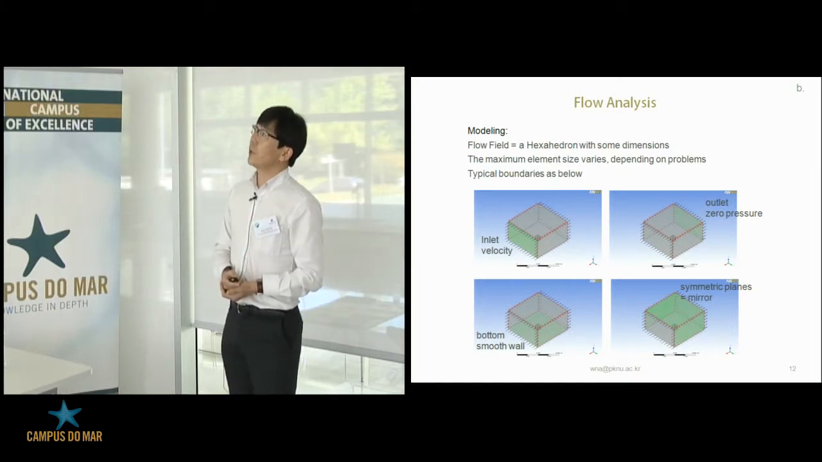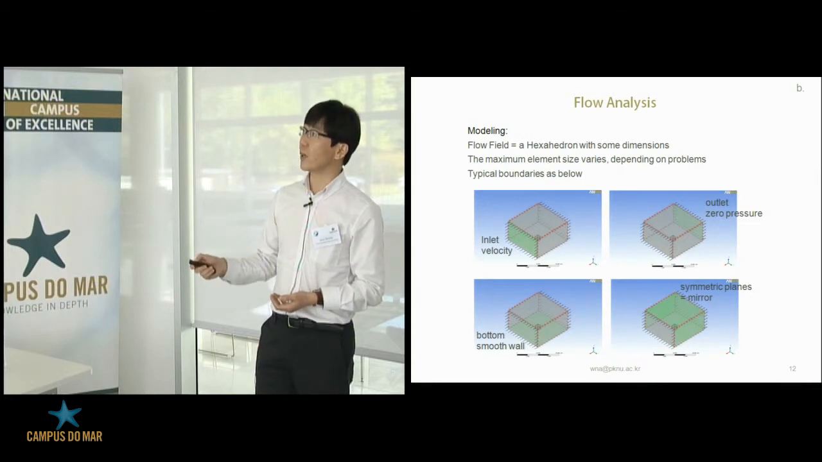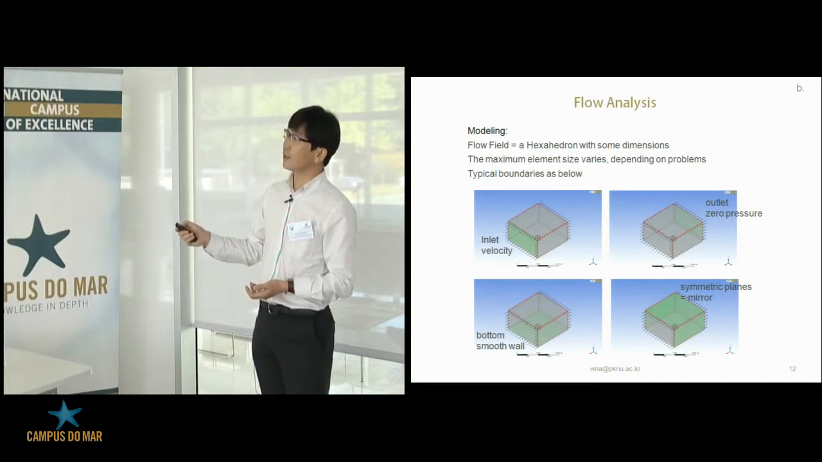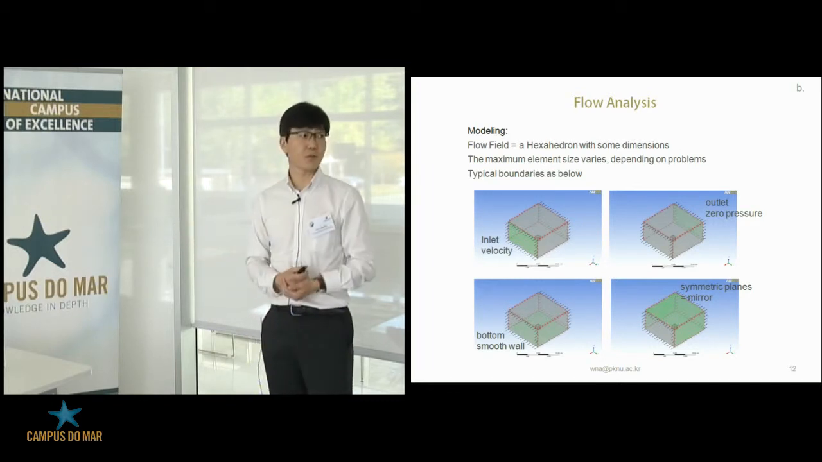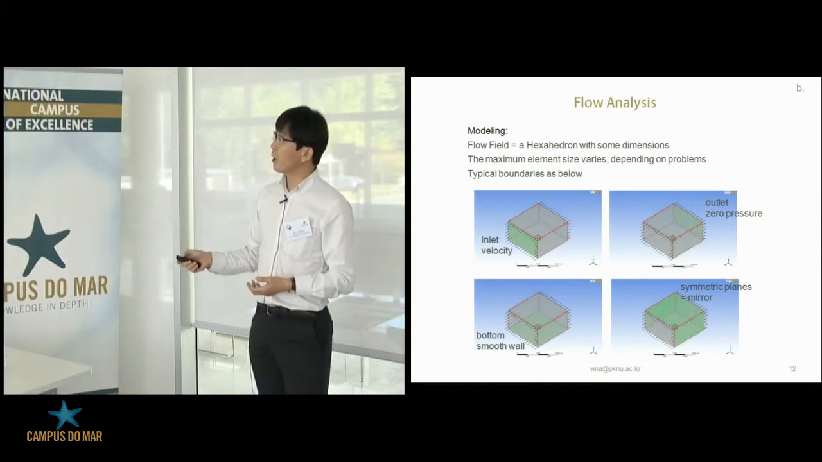And then in the modeling process, we constructed the profile this way. So in the front face, we put the inlet velocity. And at the back side, we put the outlet. And then at the bottom, we assume a smooth wall, no friction. And then we apply three surfaces as symmetric planes.